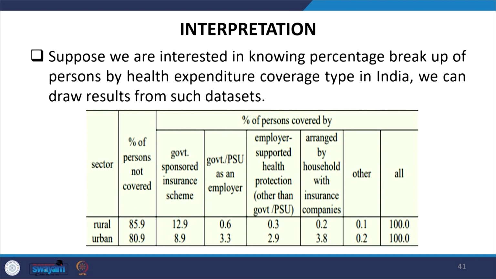Some interpretation we can do for our health data, the healthcare expenditure coverage that we have been following throughout. Rural and urban, what percentage is covered in rural, what percentage in urban, whether they are under a government insurance scheme or not, whether part of PSUs or not, etc. All those operations you can work out through the NSS data and interpret accordingly for your use. We have kept this just for your reference.